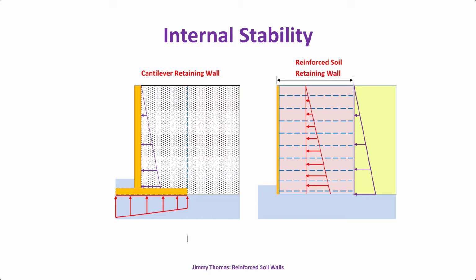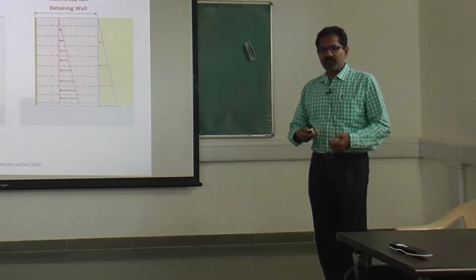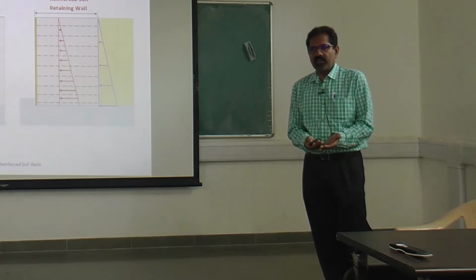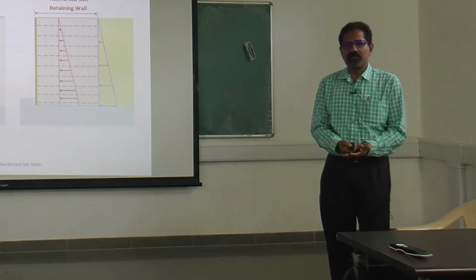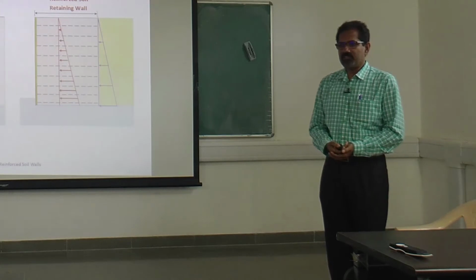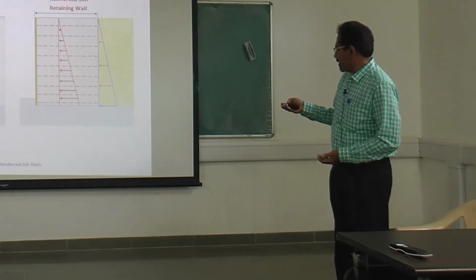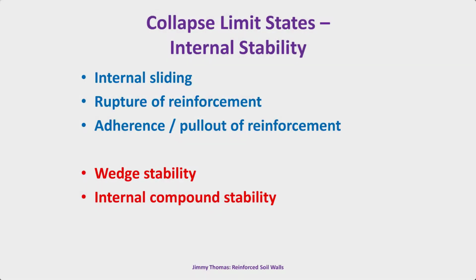So in that process, it has to develop tension. We have to analyze what should be the spacing of the reinforcement and what should be the tension. This we deal with in internal stability. There are again different collapse limit states: internal sliding, rupture and adherence. We look at each layer of reinforcement separately, so it is sometimes known as local stability. Then we also analyze the overall equilibrium, which includes wedge stability and internal compound stability.